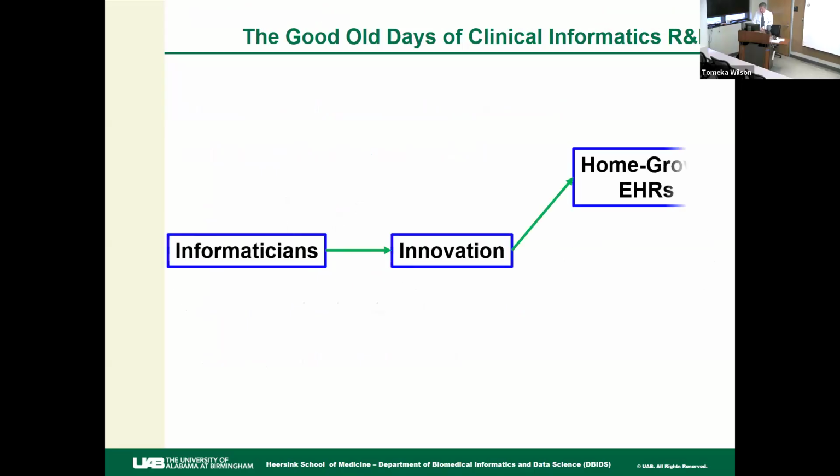So in the good old days, we informaticians would sit around and go, oh, we have a computer, let's build something cool. And we would build it and deploy it and see what happened. And there were no IRBs, there was no safety committee, there was just a bunch of guys in blue jeans building stuff and giving it to the guys in white coats and seeing what would happen. And electronic health records came out of that.